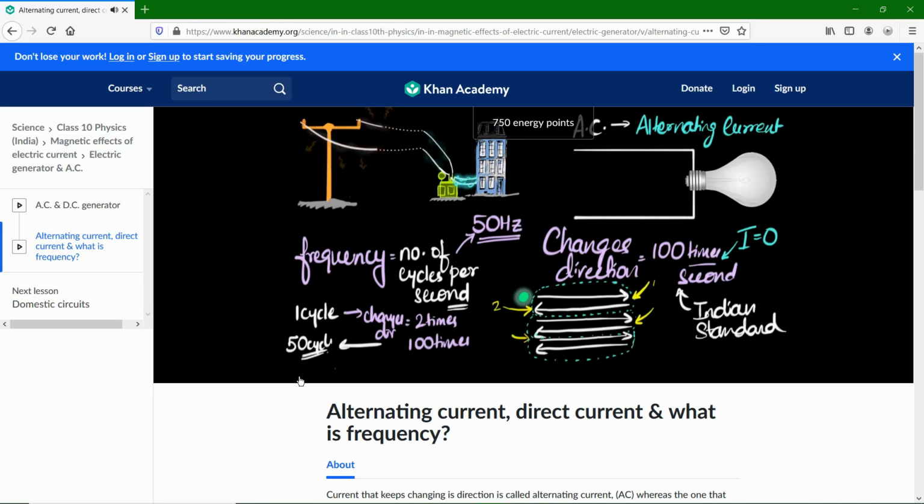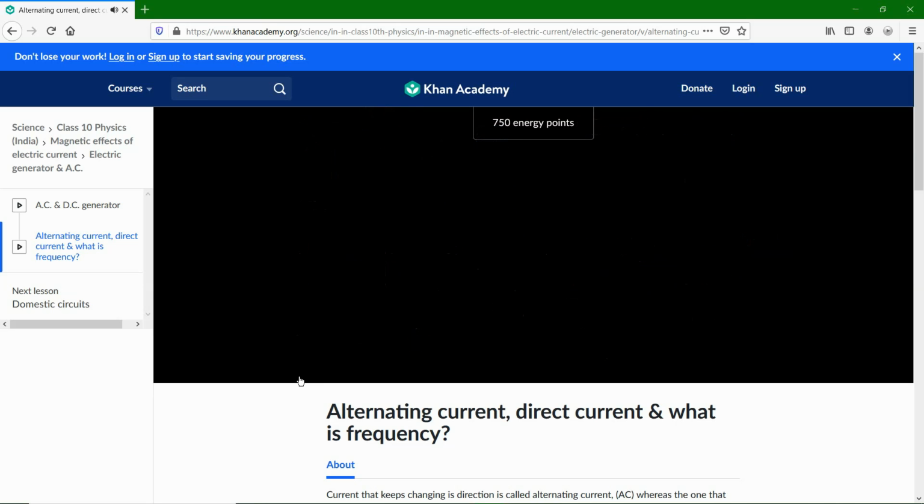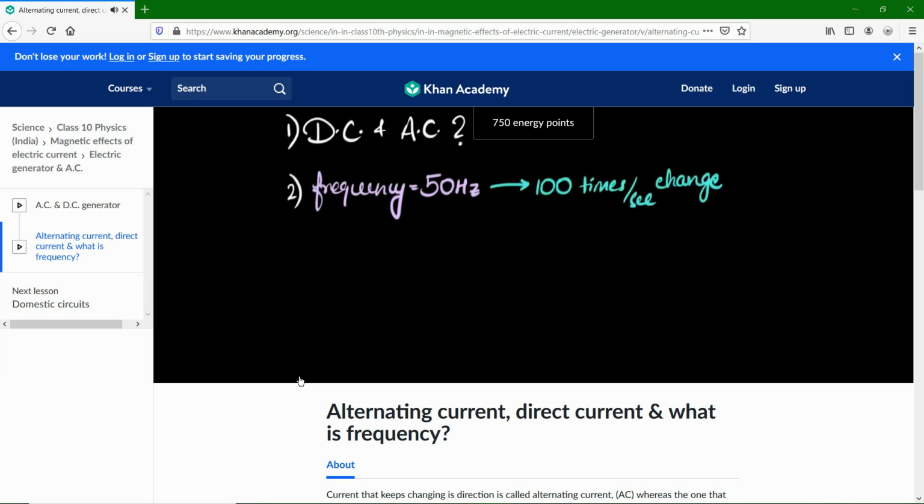All right, that's pretty much it. So let's see if we can go ahead and summarize and recall what we learned. First thing, can you recall what AC and DC stand for, and what exactly are they? What's the difference between them? Secondly, what is the meaning of the word frequency? What does it mean to say frequency is 50 Hertz? Can you, more importantly, explain why?